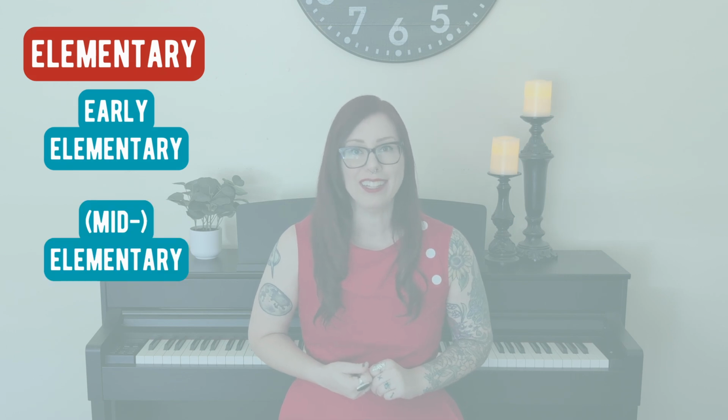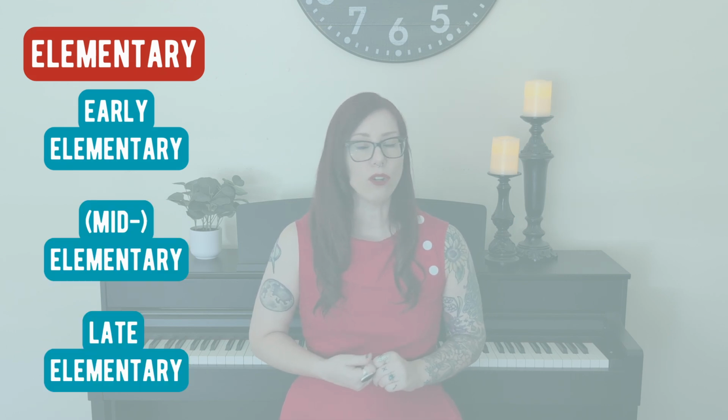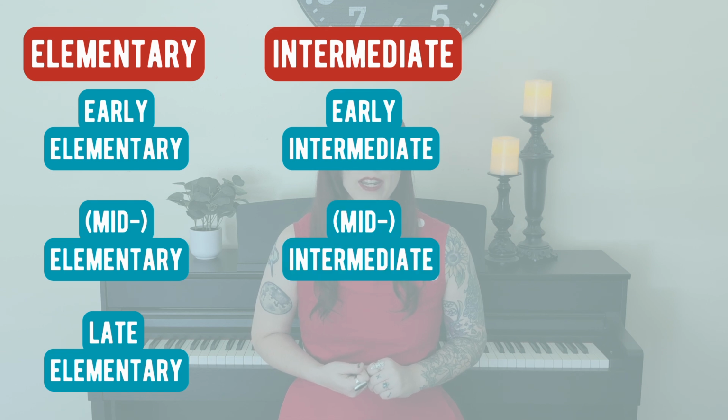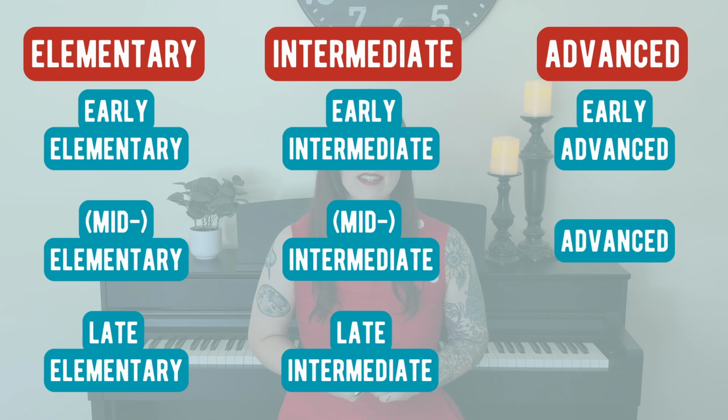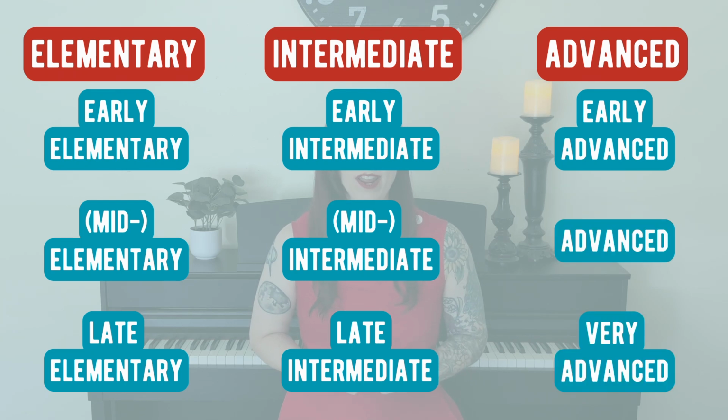First, we have early elementary, elementary, late elementary. Then it's early intermediate, intermediate, or late intermediate. Then early advanced, advanced, and very advanced is the top. What I like about these labels is that they're easy to understand and they have a logical progression. Many music publishers use these labels on their songbooks, their sheet music, and sometimes their method books as an extra guide to help you out.